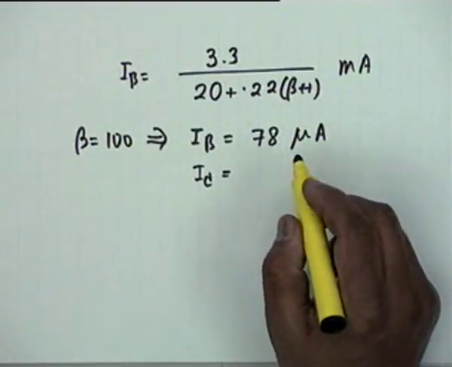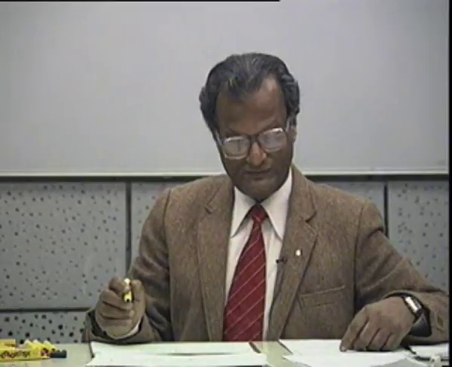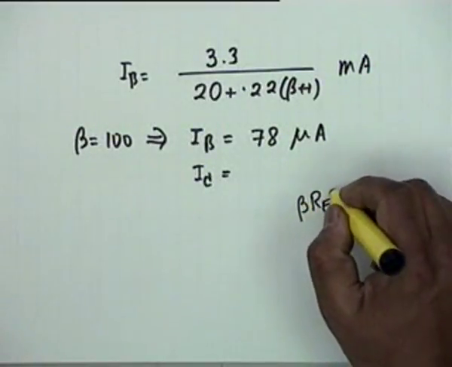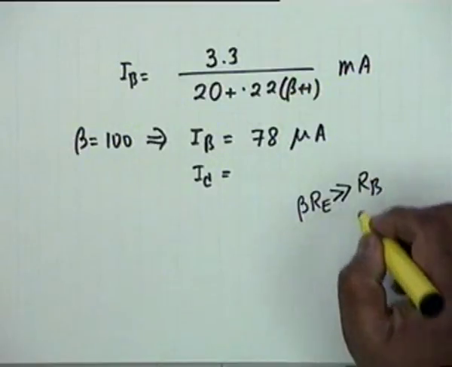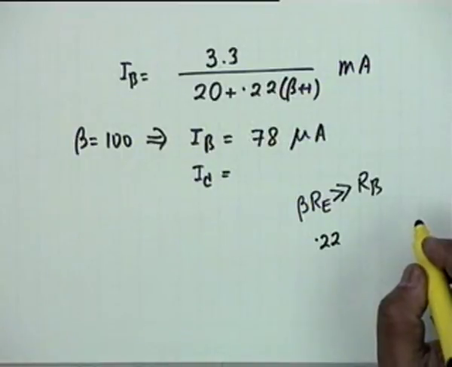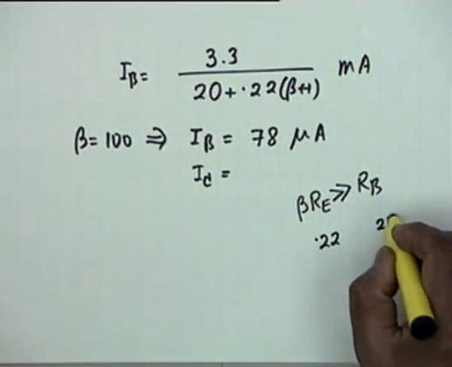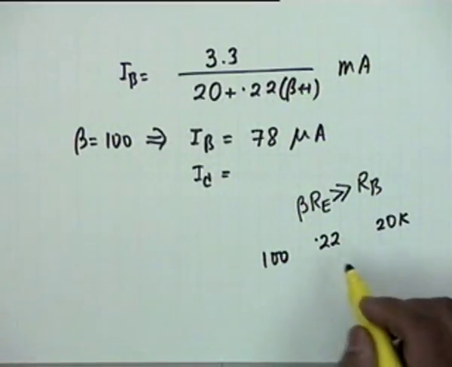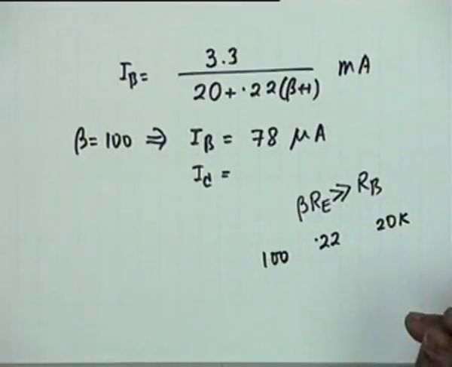yes. So we have derived the condition that beta RE should be much greater than RB for stability of Q point due to variations in beta. That's right. So why don't we directly use this condition? Beta RE should be much greater than RB. Okay. So RE here is 0.22 K and RB is 20 K. So if beta is 100, then we get 22, which is not very large compared to 20. All right.